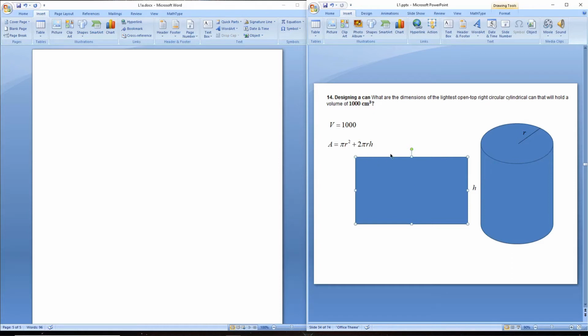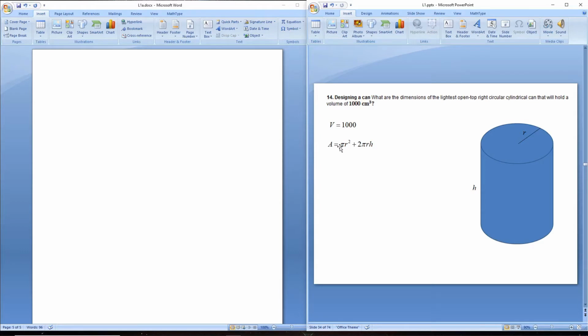And so 2 pi r, the length of this, times h, then is the area of this rectangle. And so that's our area equation. Pi r squared for the bottom, 2 pi r times h for the side material. And again, there's no top. If there was a top, we would just have another pi r squared.